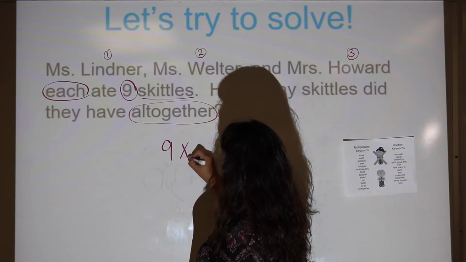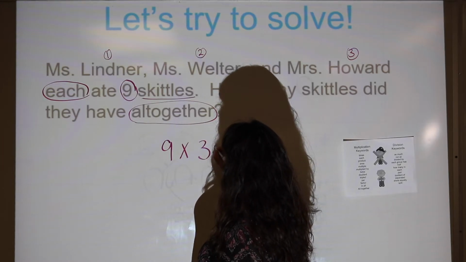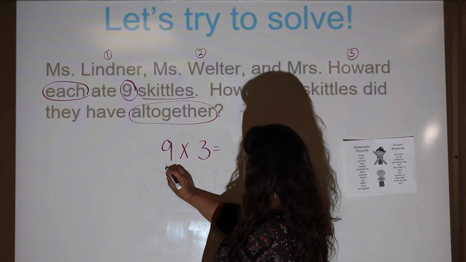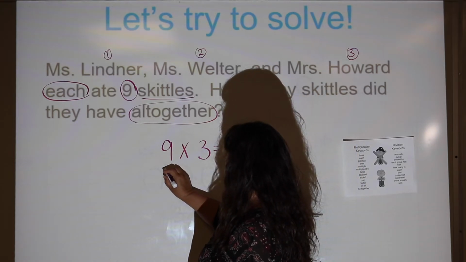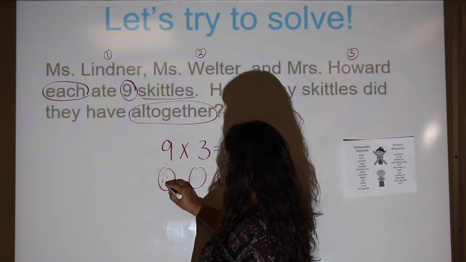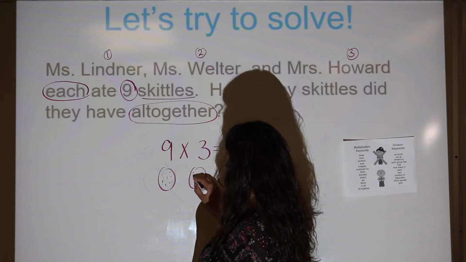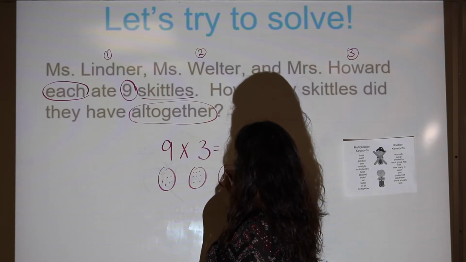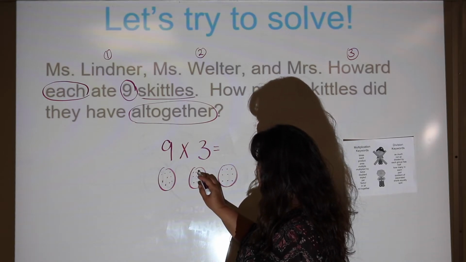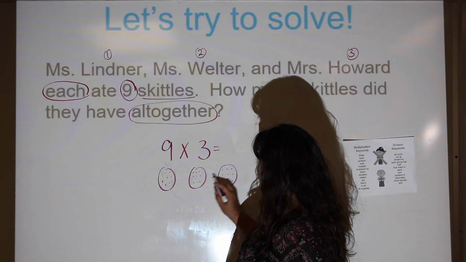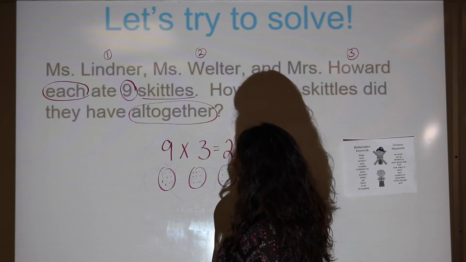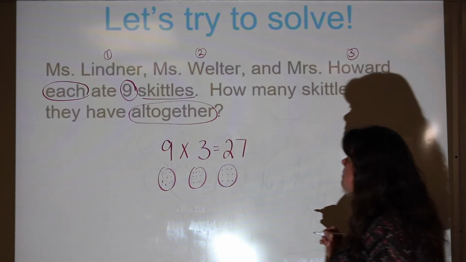9 times, there's 3 people. Let's see if it makes sense. 9 times 3. Well, we haven't learned those yet, so I'm going to go ahead and draw my little picture, and I'm going to have each person. 1, 2, 3, 4, 5, 6, 7, 8, 9. 1, 2, 3, 4, 5, 6, 7, 8, 9. 1, 2, 3, 4, 5, 6, 7, 8, 9. So I know this is 9, 10, 11, 12, 13, 14, 15, 16, 17, 18, 19, 20, 21, 22, 23, 24, 25, 26, 27. Oh, they're going to have 27.